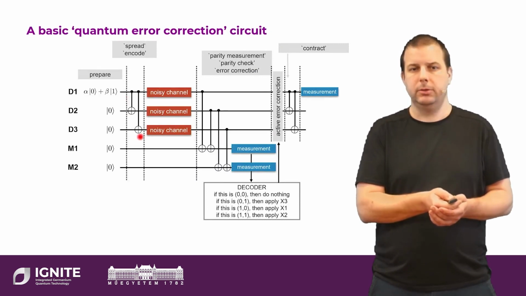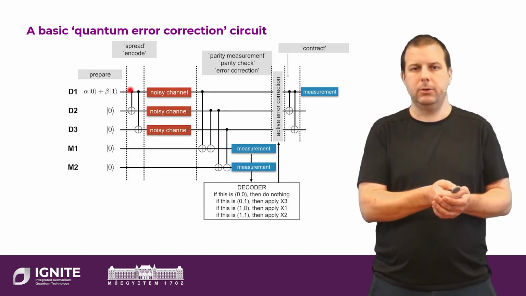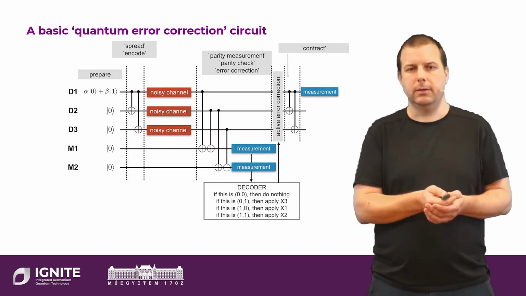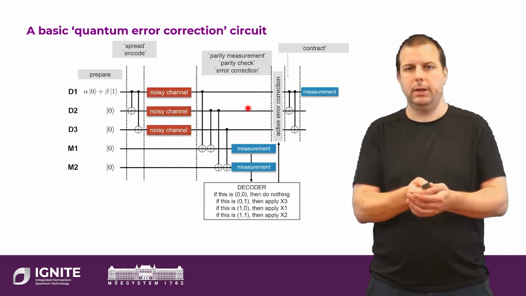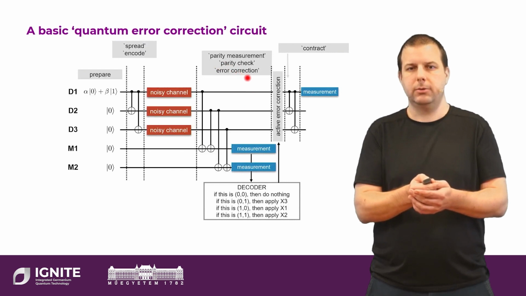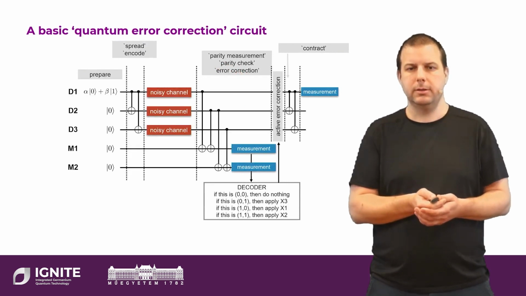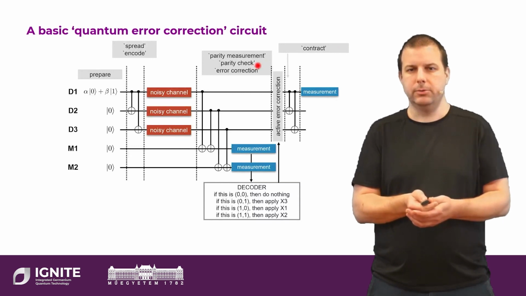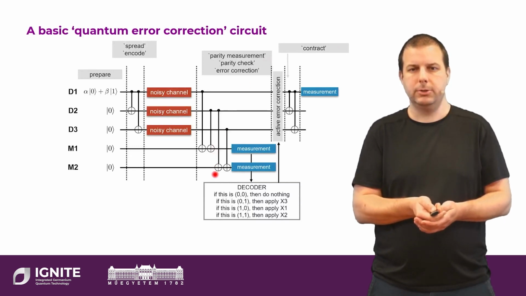The next step is similar to the previous slide, when we have a spreading or encoding step, where we encode this single qubit of information into an entangled state of these 3 data qubits. Then these 3 data qubits are sent through the noisy channels. After that, we do, again, a parity measurement or parity check or error detection step here, which consists of a number of CNOTs and also exploits the 2 measure qubits and also does measurements on them.